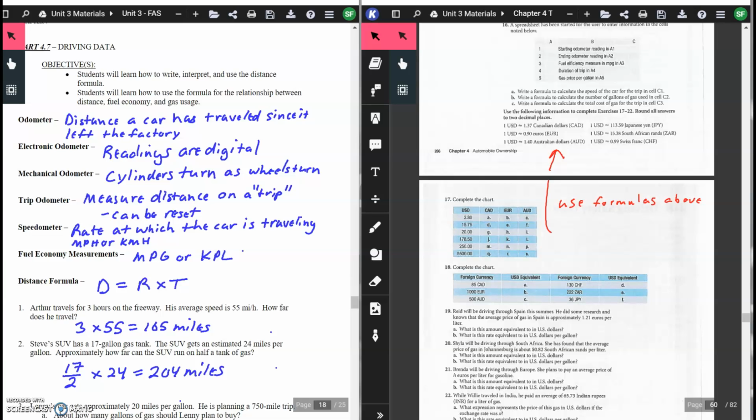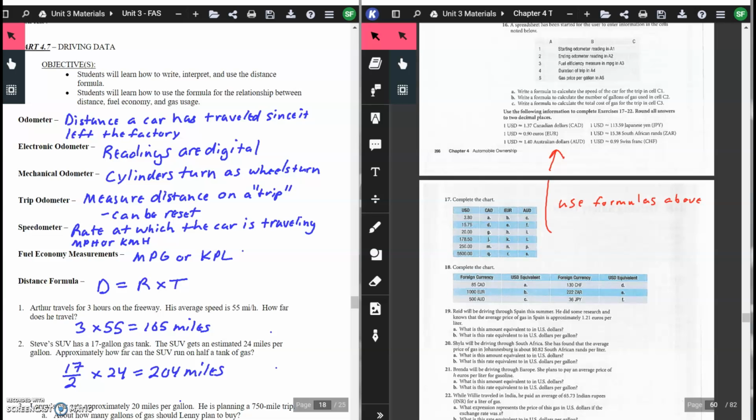Section 4.7 is on driving data. We have a bunch of terminology here related to your car. We have an odometer. This is the distance a car has traveled since it left the factory. We have electronic odometer, which readings are in a digital format. Mechanical odometer, these are where cylinders turn as the wheels turn.